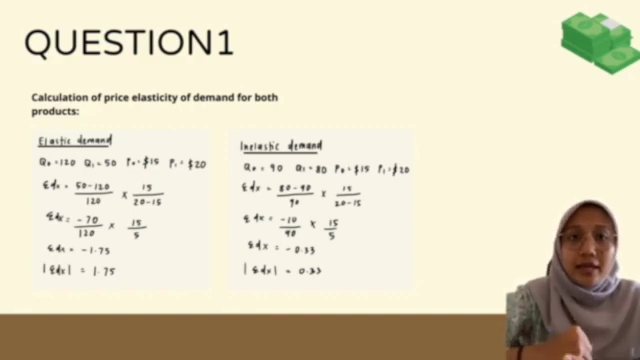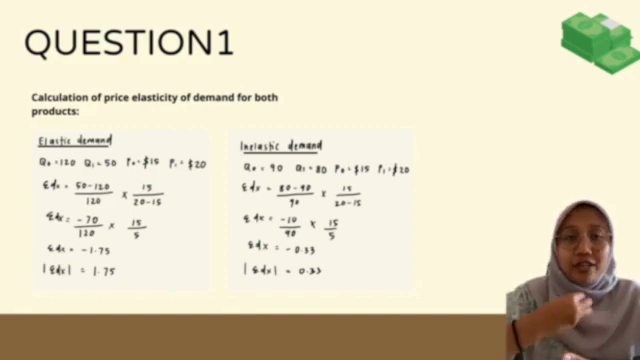So the answer we get is negative 1.75, but the final answer would be 1.75 as we use absolute value to exclude the negative sign. In this case, as the PED is more than 1, demand is very responsive to the price changes. As price increases by 1%, the quantity demanded for the product will decrease by 1.75% and vice versa.